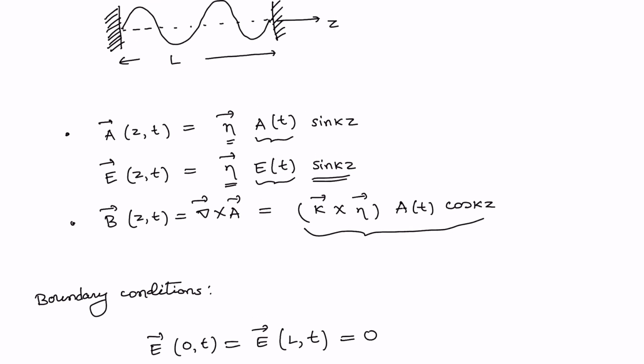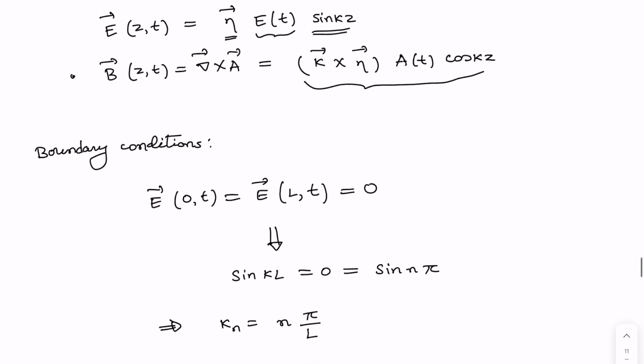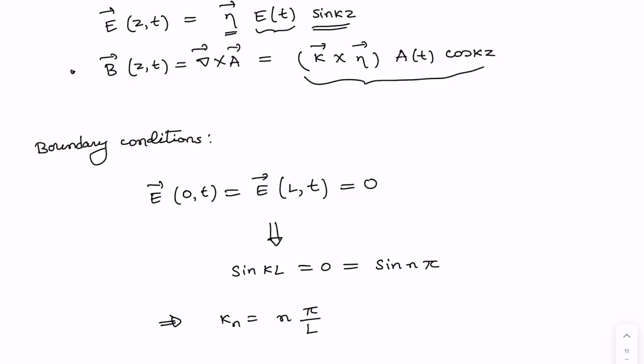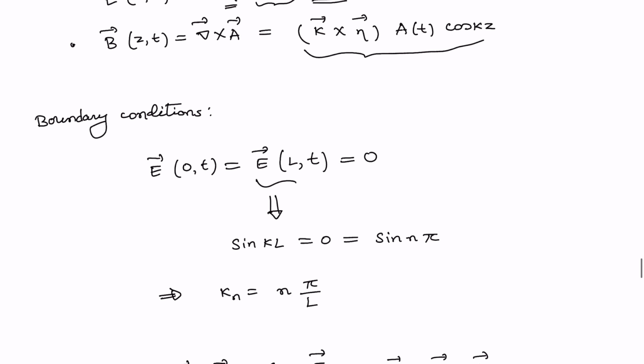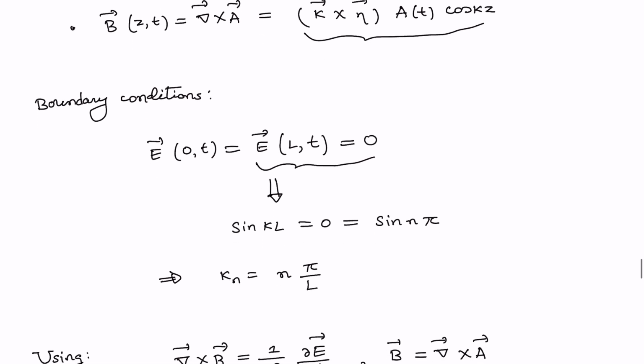Please note that I am rushing through things here, but this procedure, if you follow it, is not difficult at all. So now we have to apply the boundary condition. Here it is easy to see, because these are plane mirrors. At the mirror end, the electric field must vanish. So the electric field at z equal to 0 and at z equal to L should vanish.